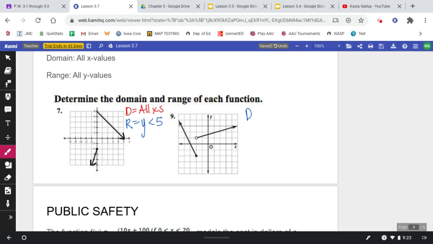On number 9, for the domain, notice the x's continue forever to the right and forever to the left, all x's. And for the range, notice there's nothing below this horizontal line. So y's are greater than or equal to, because this is filled in, I'm going to use the or equal to, and that line is -2.